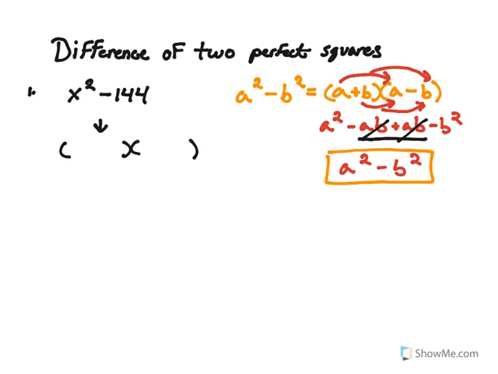What times what is x squared? Well, it has to be x times x. What times what is 144? That has to be 12. And then, of course, one sign has to be positive, one has to be negative. It does not matter which one takes the positive as long as one's positive, one's negative. Those two factors, when you FOIL it out, will in fact give me x squared minus 144. And let's go ahead and do that. This is the answer that we have.